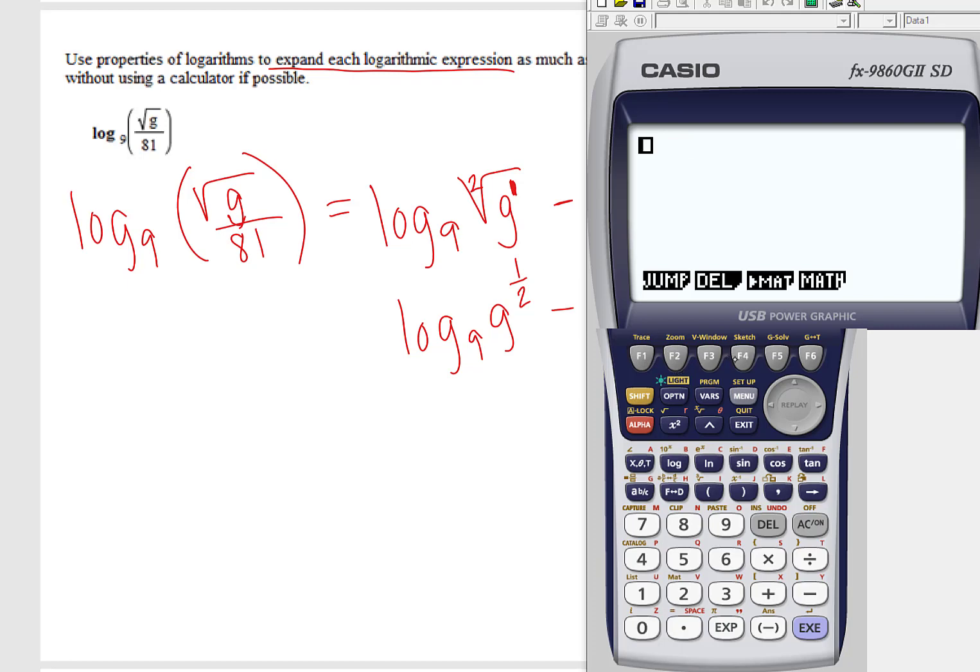I'm going to press F4 for math, and then F2 for log AB, which gives me the boxes. We had log base 9 of 81. And watch this. It pops out 2, right? Because 9 to what power is 81? 9 to the second power is 81. So log base 9 of 81 would be equivalent to 2.